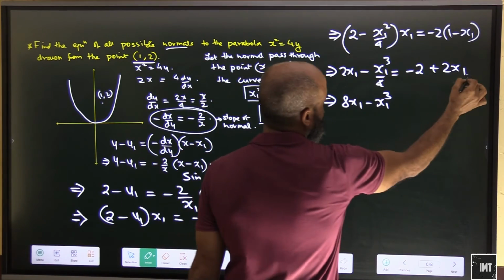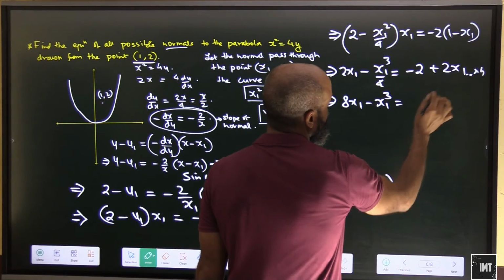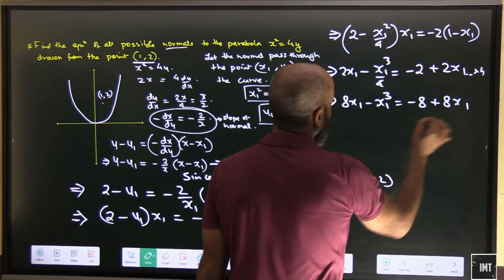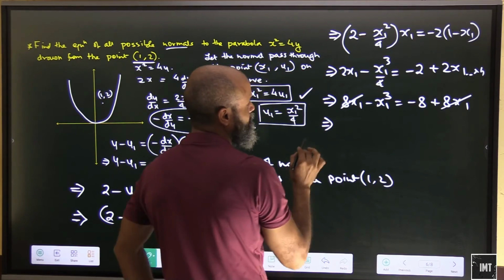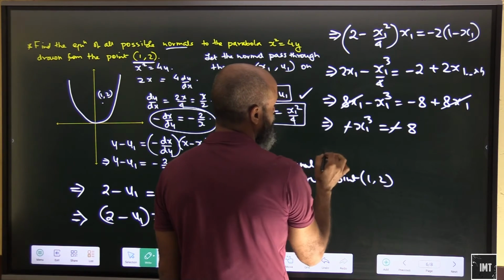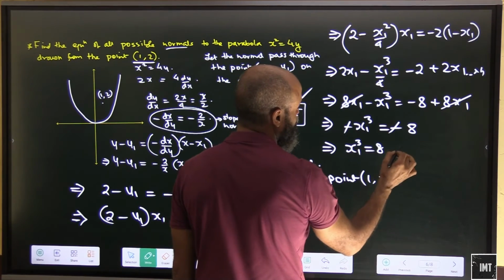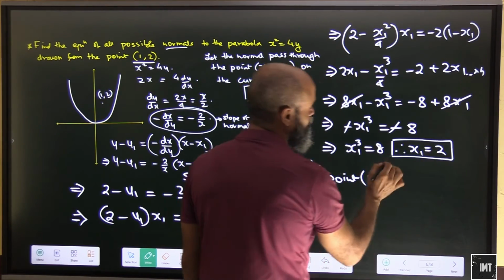I am multiplying this entire equation by 4. So 8x1 minus x1 cube is equal to minus 8 plus 8x1. So this 8x1 and 8x1 basically get cancelled. We have minus x1 cube is equal to minus 8 gets cancelled. We have x1 cube is equal to 8. So therefore x1 will be equal to 2.